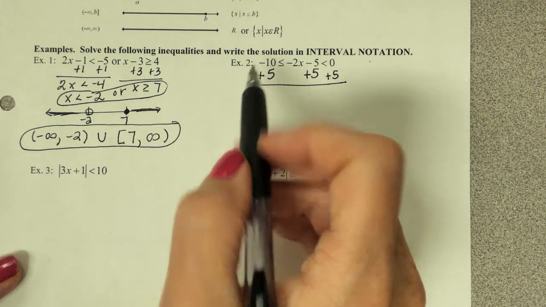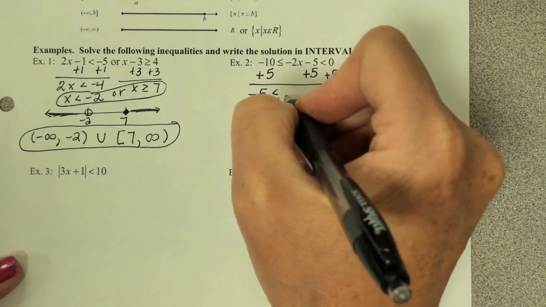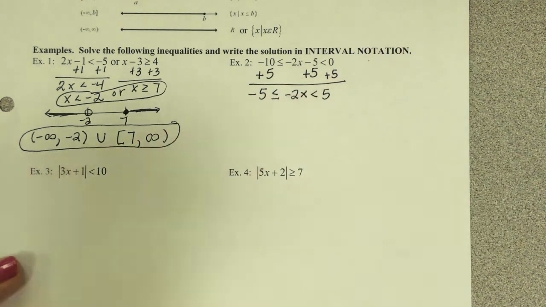So -10 plus 5 is -5. Then I have the -2x less than 5.